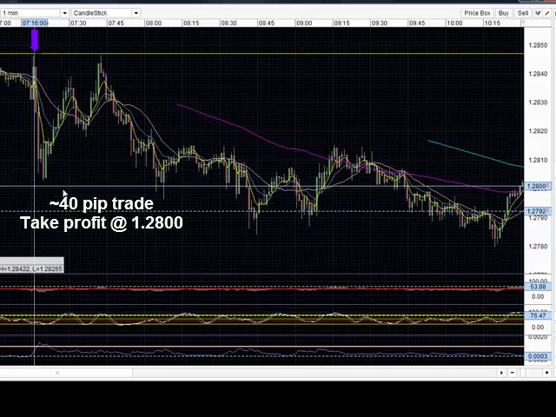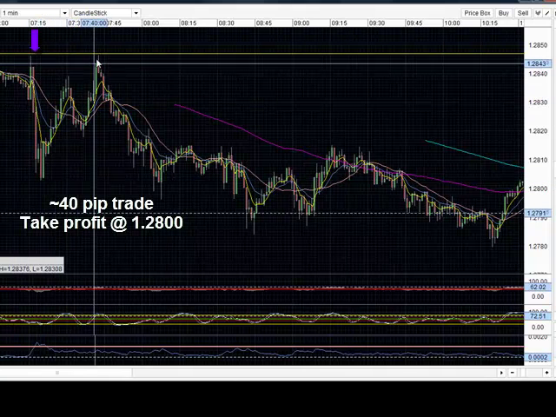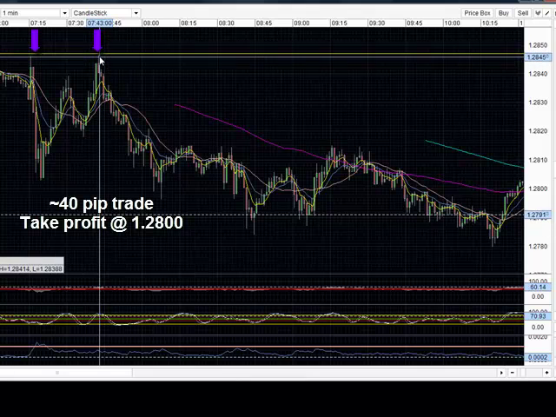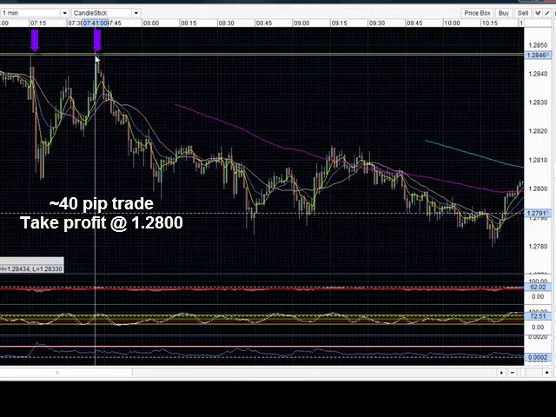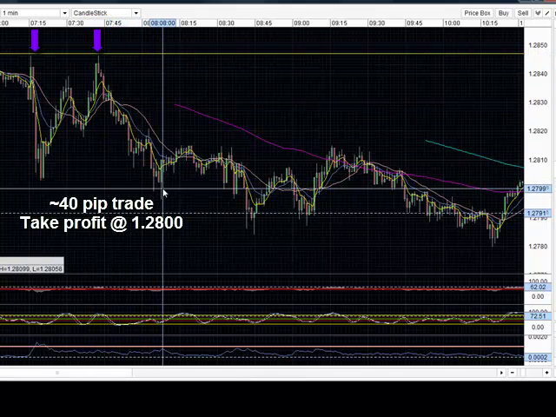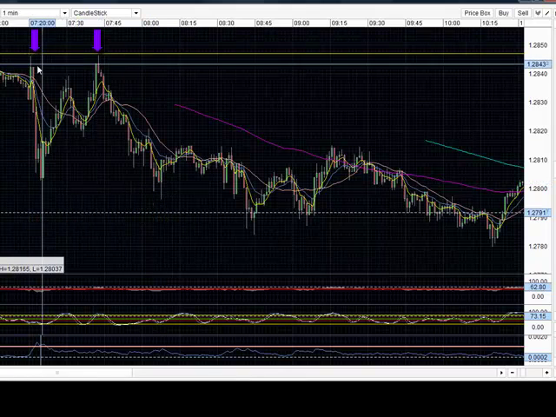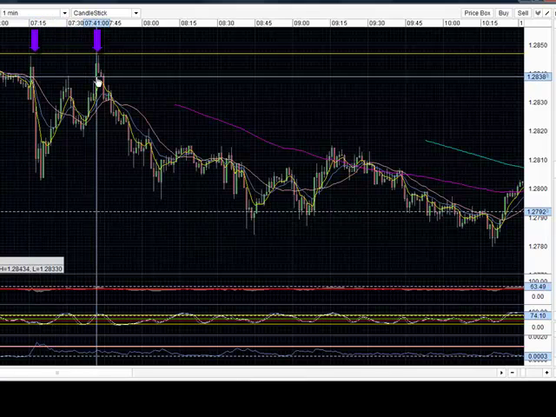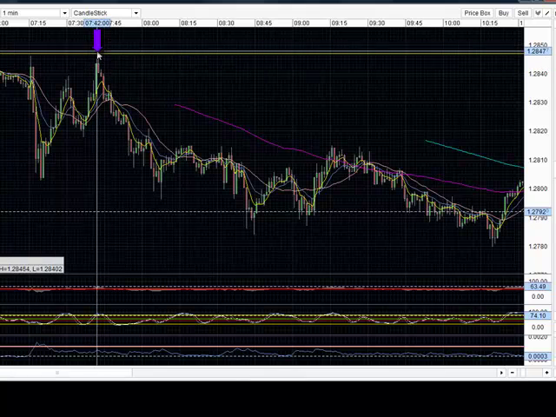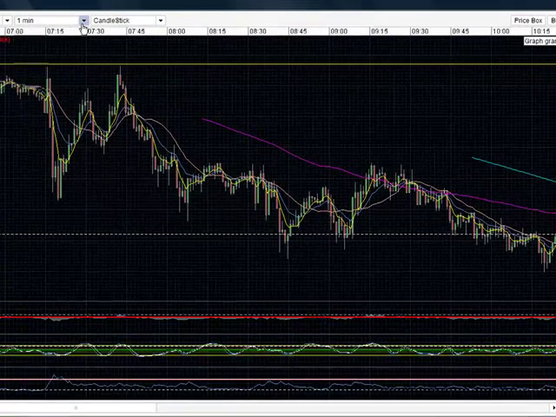this zone of psychological support for about a 40 pip trade, or you could have entered right after the unemployment claims numbers came out at this same resistance at 28.47 and sold the pair and closed out your trade at this psychological support for about a 40 pip trade as well. So these could have been 2 entries you could have placed in the market. But if you wanted to, you could have closed out your trade here at the psychological support, or you could have held onto your trade.